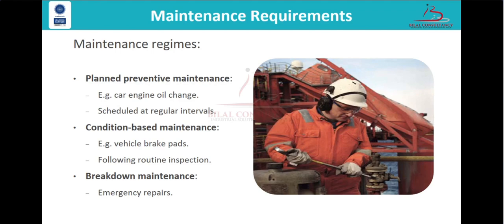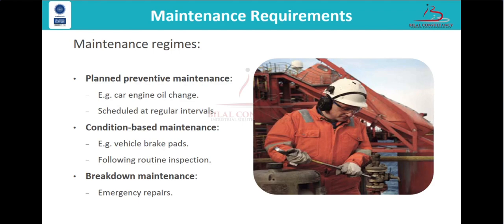Maintenance can be carried out according to various regimes such as planned preventive maintenance, condition-based maintenance, and breakdown maintenance. We're going to discuss each one in detail. So first, the planned preventive maintenance. Planned preventive maintenance is where servicing work is carried out at prescribed intervals and parts are replaced or changed irrespective of their condition. For example, oil in an engine might be changed every year regardless of the amount of use that the engine has received.